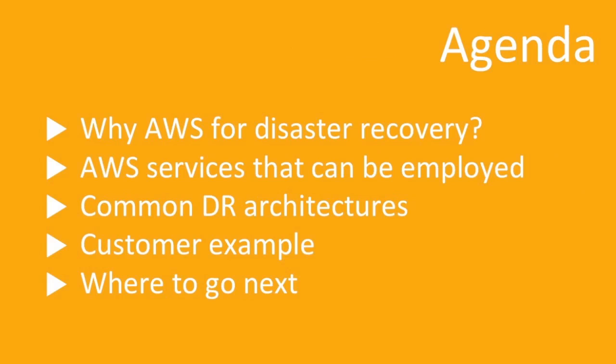So the agenda: we're going to look at why AWS is a good place to do disaster recovery and talk a little bit about what disaster recovery is and the different ends of the spectrum that you can achieve in AWS. We'll look at some of the core services that can be employed in a disaster recovery scenario, and a couple of common DR architectures that people build within AWS. Then I'm going to walk through an end-to-end customer example of how a business has created an entire disaster recovery and business continuity strategy using AWS as the virtual data center underneath that. And then closing off, we'll give you some ideas of where you can go next and find further information.